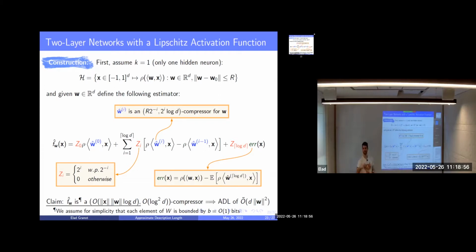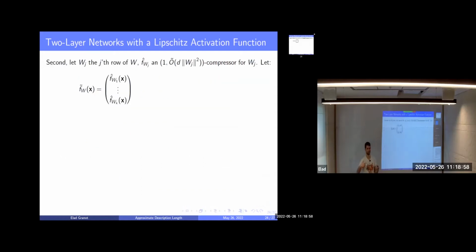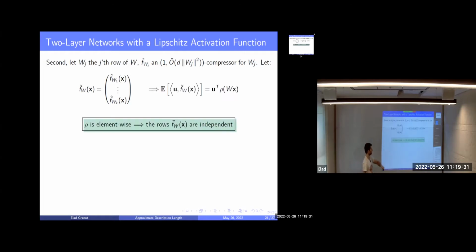So let's now bring back all the neurons again. A neuron is just a linear function followed by a nonlinear activation function, and therefore we can just concatenate them. For each neuron, we will create the same estimator that we had before, which costs d times the norm of this neuron's weight. And it's very easy to see that this is indeed an unbiased estimator.